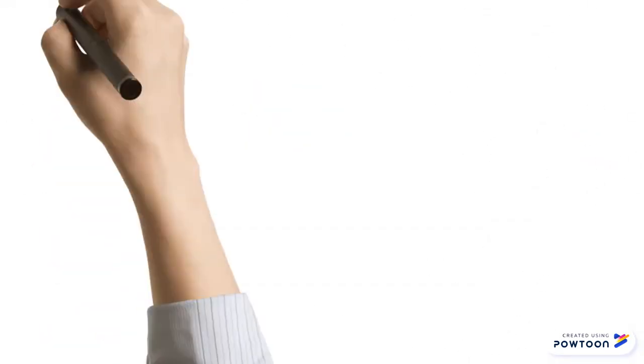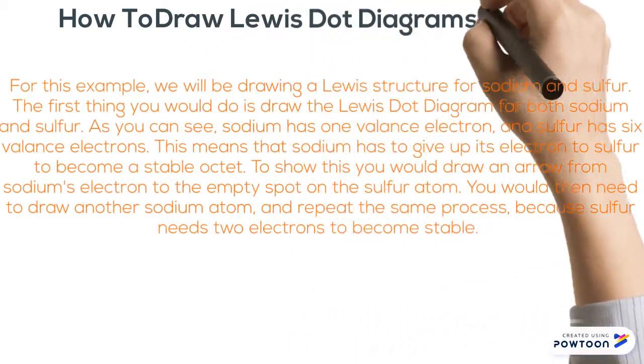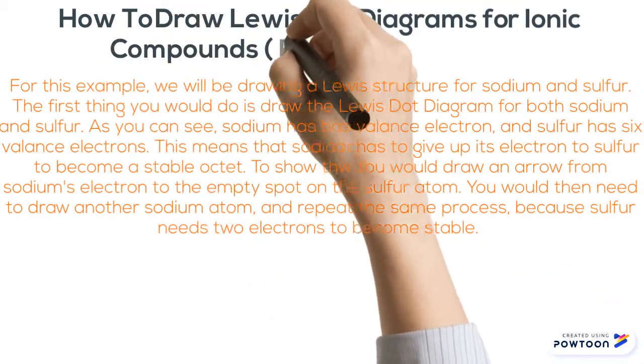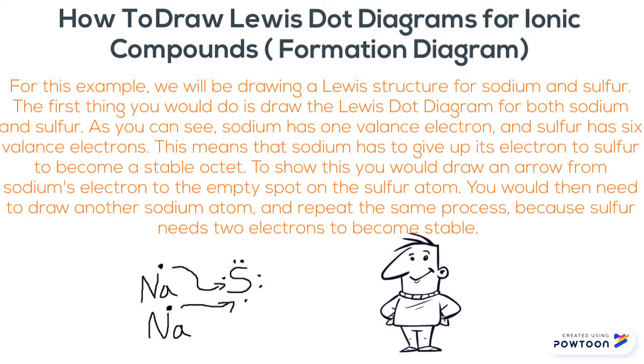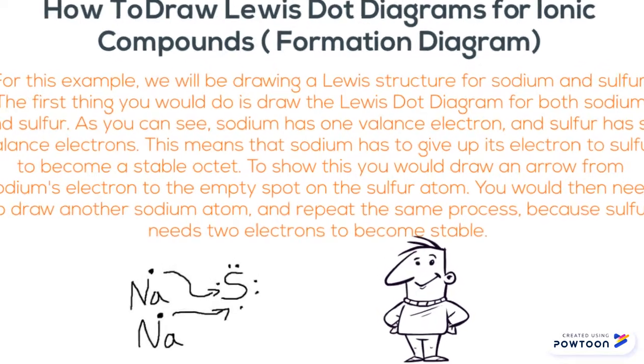We are going to be drawing a Lewis structure for sodium and sulfur. The first thing you would do is draw the Lewis dot diagram for both sodium and sulfur. As you can see, sodium has one valence electron and sulfur has 6 valence electrons. This means that sodium has to give up its electron to sulfur to become a stable octet. To show this, you would draw an arrow from sodium's electron to the empty spot on the sulfur atom. You would then need to draw another sodium atom to repeat the same process.